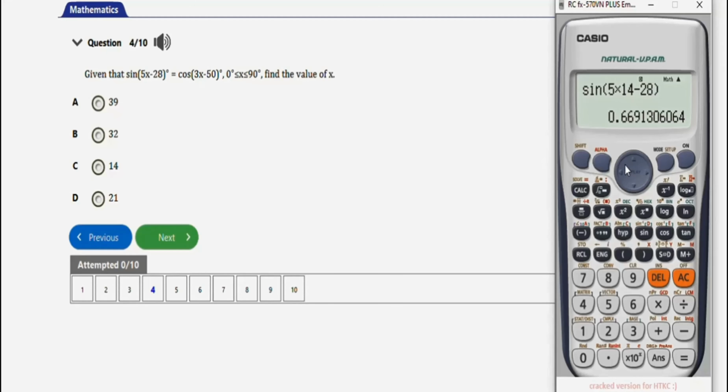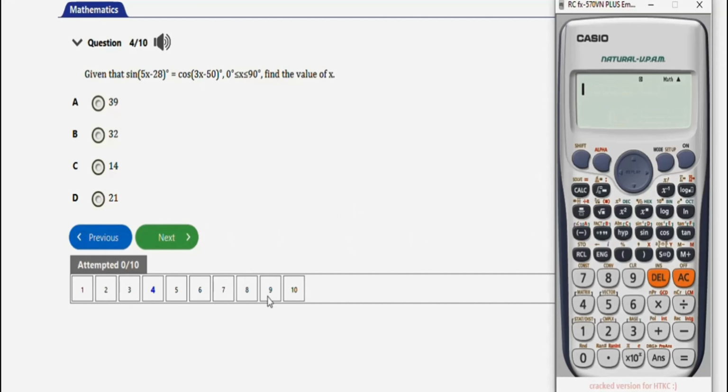Let's verify. Let's remove this 14 now and put 21. Okay, so press equal to 0.97. Now let's check cos. We are going to have 0.97 for cos 3x, that's cos 3 times 21 minus 50. Close the brackets. So what's the output? 0.97 exactly. So the right option is option D.